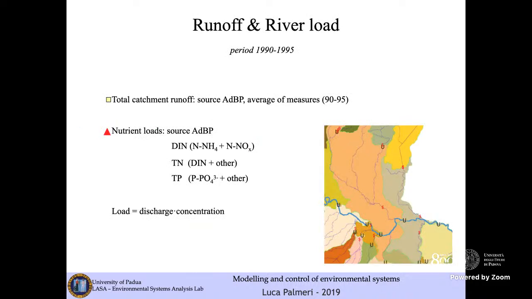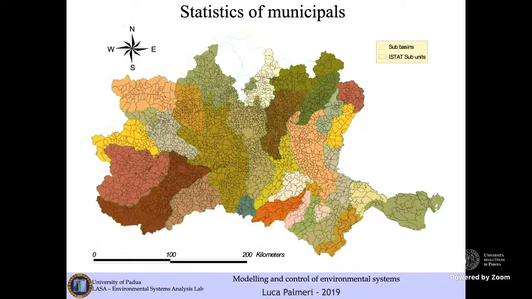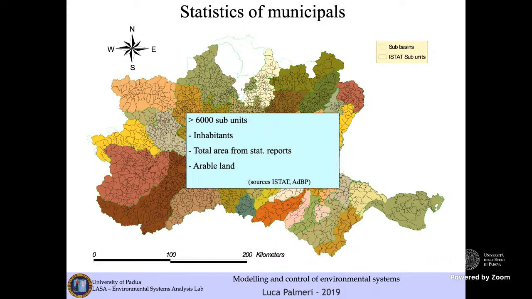Okay, we collected a lot of information concerning population in terms, for example, of statistics of municipalities. We employed the ISTAT subunits, that is the Italian Statistical Agency, that collects for each of these subunits more than 6,000 information concerning the number of inhabitants and the surface of total arable land.